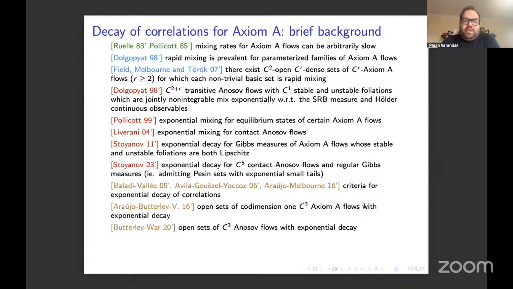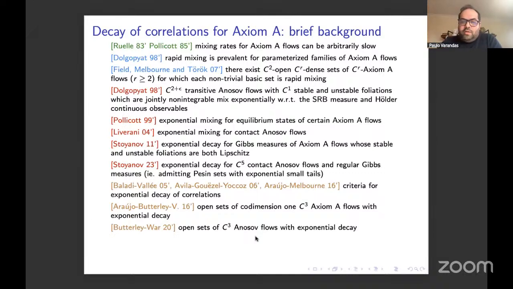And building over this strategy of Dolgopyat, several people started to give criteria for exponential decay of correlations. Baladi and Vallée, Avila, Gouëzel, and Yoccoz, and Araújo and Melbourne, they gave criteria for decay of correlations for suspension flows. I will mention these in one minute. And using these criteria, several people gave first examples of hyperbolic attractors and even Anosov flows which mix exponentially fast.